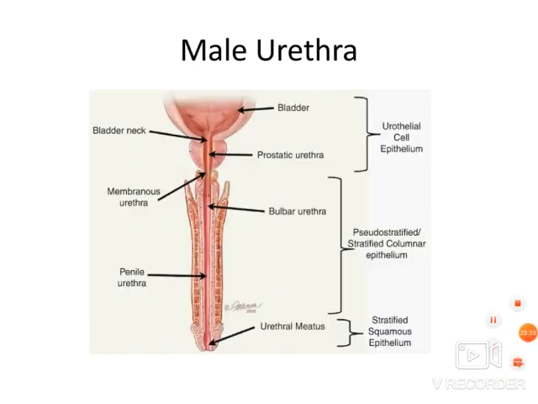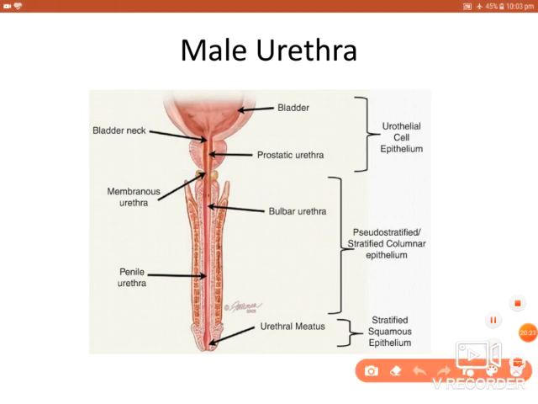Then here you can see the male urethra. The proximal part is lined with transitional epithelium. Here you can see the neck of the urinary bladder. Then this is the prostatic urethra, which travels through the prostate. Then this is the membranous urethra at the urogenital diaphragm. Then to the penis, that is the penile or spongy urethra. The proximal part is lined with urothelium.